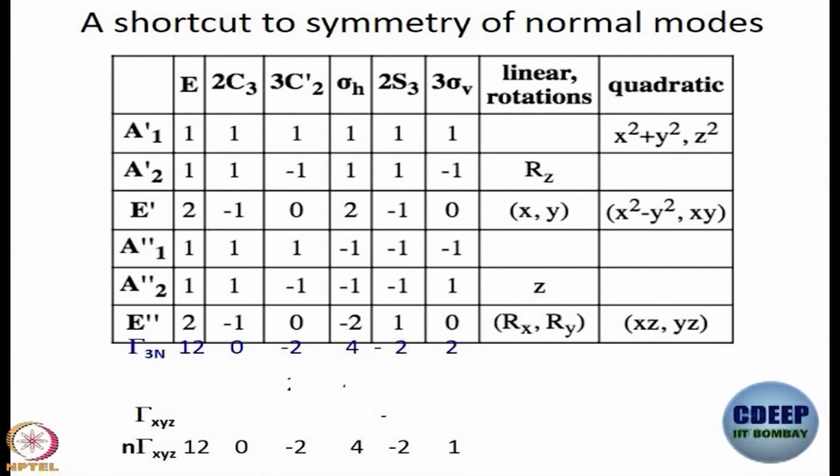So, tell me how will I get the character of what I call gamma xyz. Gamma xyz is the reducible representation for which x, y and z form the basis. How do I get gamma xyz? Remember what we did for water?